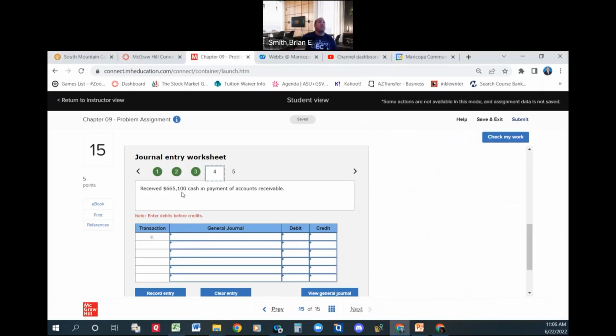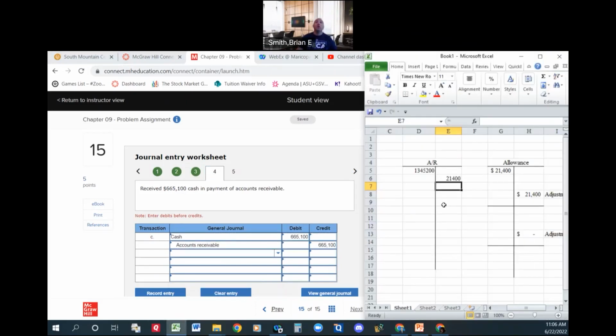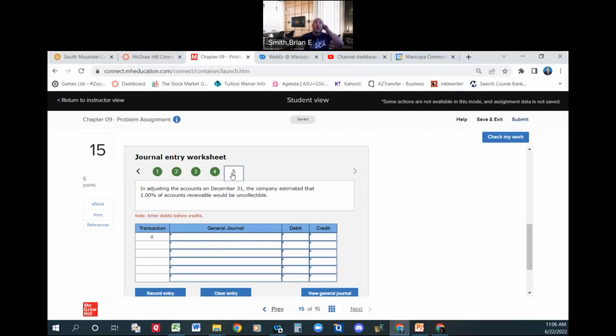We received $665,100 cash in payment for accounts receivable. So we're going to debit cash because we got the cash. We're happy. We wanted money. And then we're going to credit our accounts receivable. All right, so let's go over and do this. And you could do this on paper. You don't have to do this in Excel. It's just going to make things a lot easier when you're doing it in Excel.